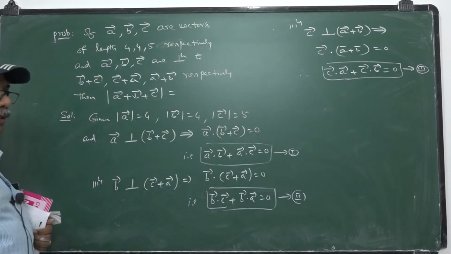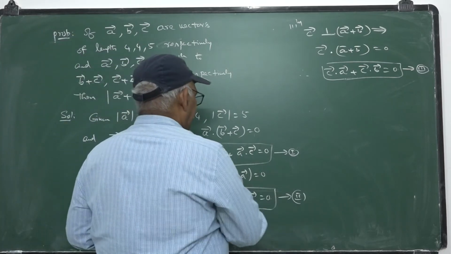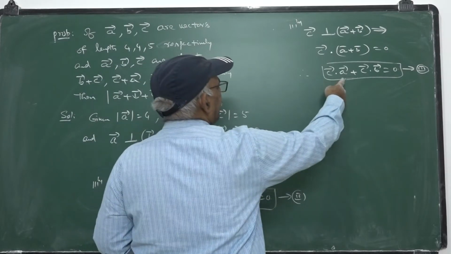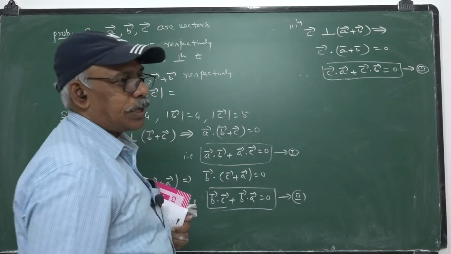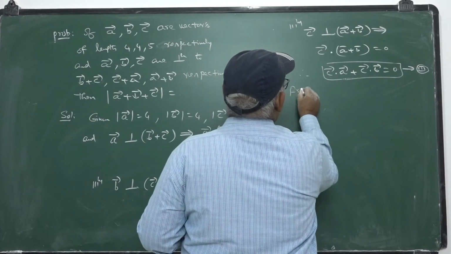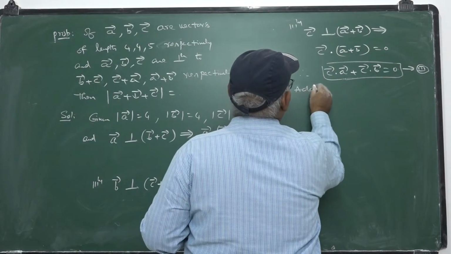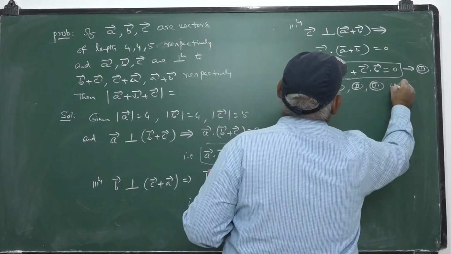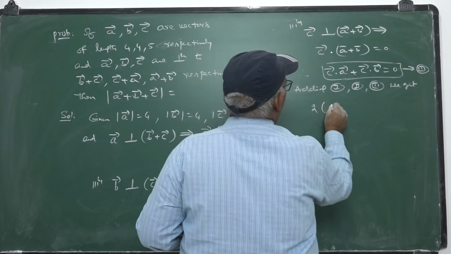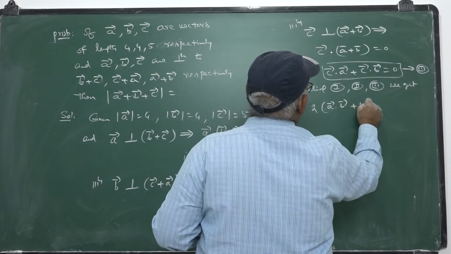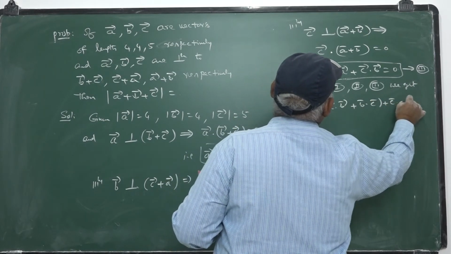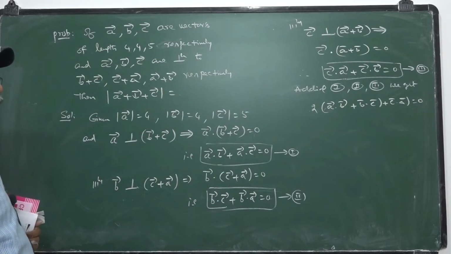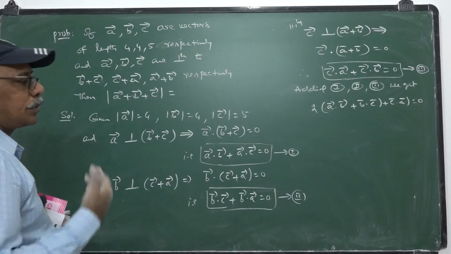Now from 1, 2, 3, since the dot product is commutative, either it may be A dot B or B dot A, these two are one and the same. A dot C and C dot A are one and the same. C dot B and B dot C are one and the same. Therefore, from adding 1, 2, 3, of course, we get twice the quantity A dot B plus B dot C plus C dot A is 0.